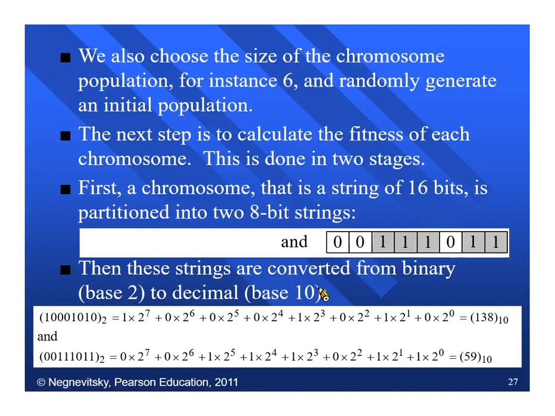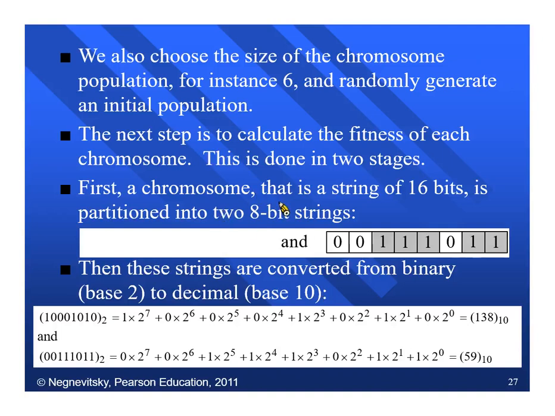So we choose the size of the chromosome population, for instance 6, and randomly generate the initial population like this. The number of chromosomes is 6. The next step is to calculate the fitness of each chromosome. This is done in 2 stages.